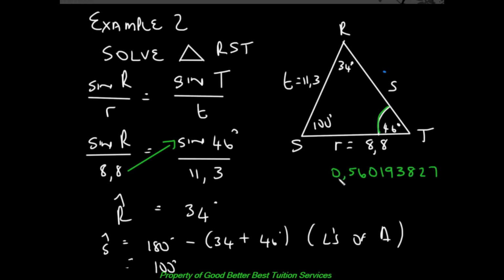That gives us 0,5601,93827. And what do we do to find the angle? We need to press shift and sine, which will show up as sine -1 on your calculator, and we'll see that angle R is equal to 34 degrees. And then, of course, all we do is say that angle S is going to be equal to 180 minus 34 plus 46, because of the interior angles of a triangle. They add up to 180 degrees, and that gives me 100 degrees. So angle S is equal to 100 degrees.